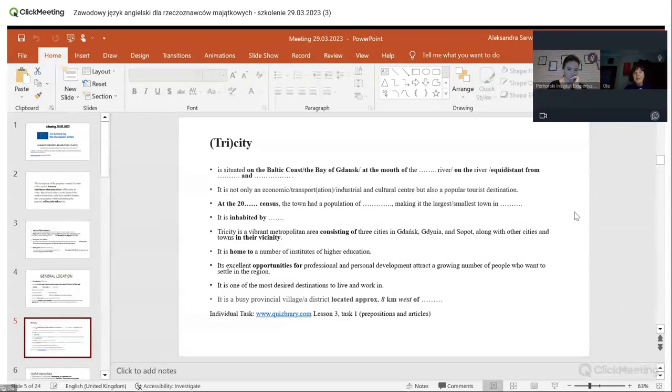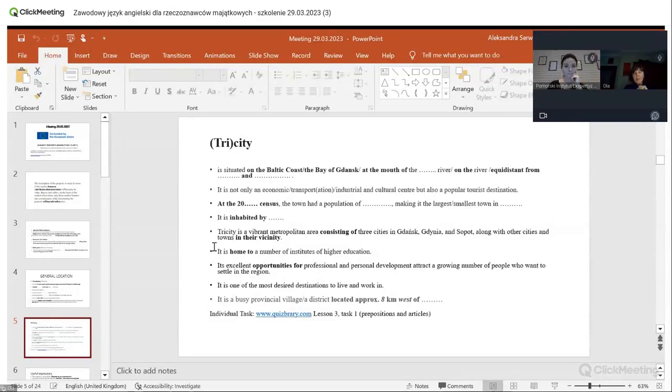You can also say it's not only an economic, transportation, industrial, and cultural center, but also a popular tourist destination. This expression: at the 20-something census, this is "w spisie powszechnym z roku 2000 something," the town had a population of, making it the largest, smallest town in the area, for example. And a nice expression, inhabited by, "zamieszkały przez," or Tri-City is a vibrant metropolitan area consisting of, "składające się z" three cities, Gdańsk, Gdynia, and Sopot, along with other cities and towns in their vicinity. Vicinity is neighborhood, "sąsiedztwo." But not to use the word neighborhood all the time, we can use vicinity.